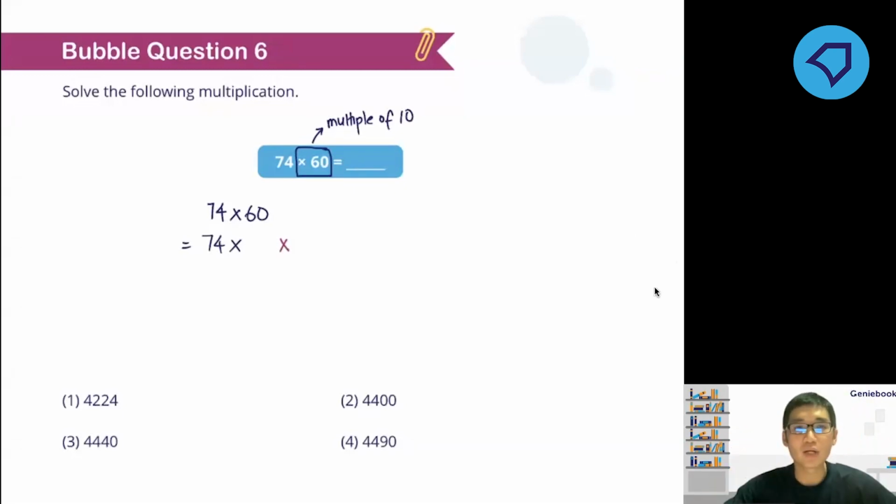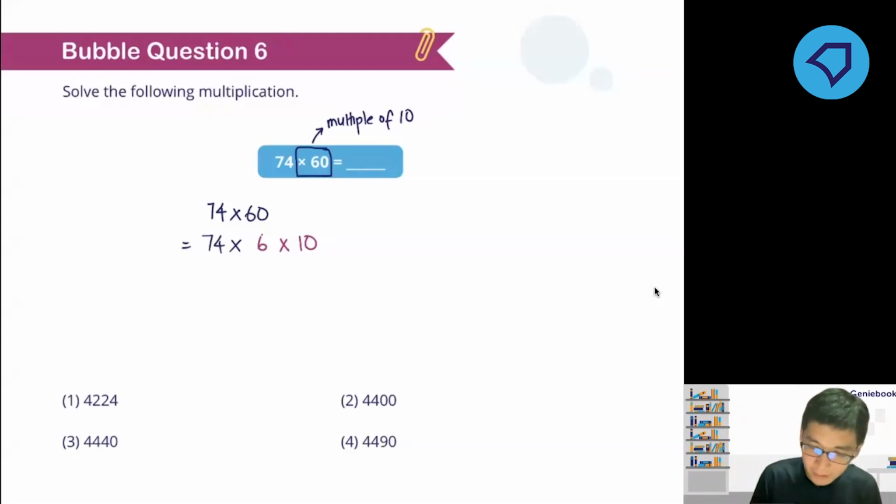Okay, so I have 74 multiplied by 60, where 60 is a multiple of 10. When I come across a multiple of 10, I can first split up that multiple of 10 into something times 10. I know that 60 is equal to 6 times 10. Up to this point, anyone confused why I do this step? It's just about splitting the 60 into something times 10 first. So 60 is 6 multiplied by 10.